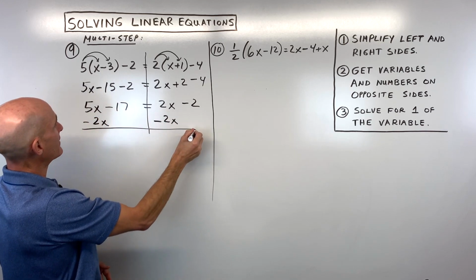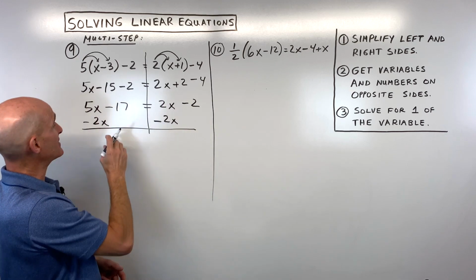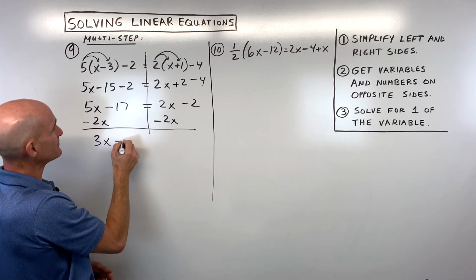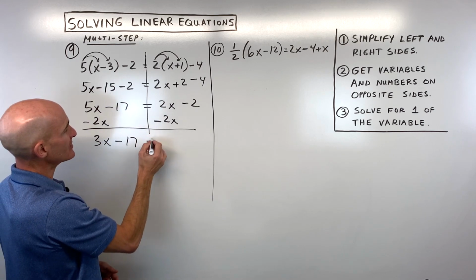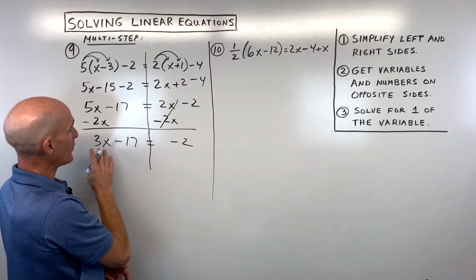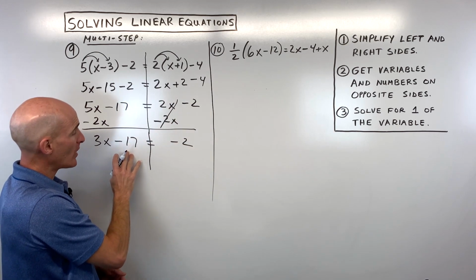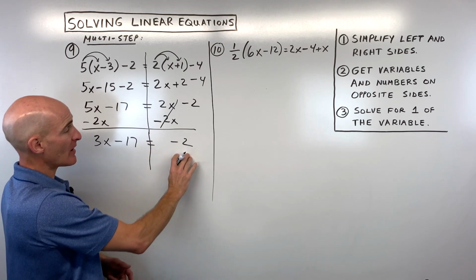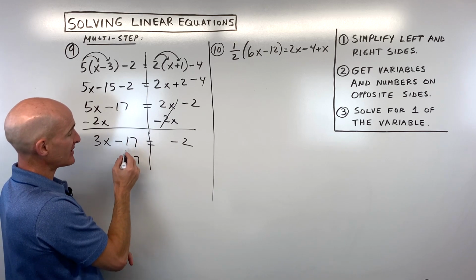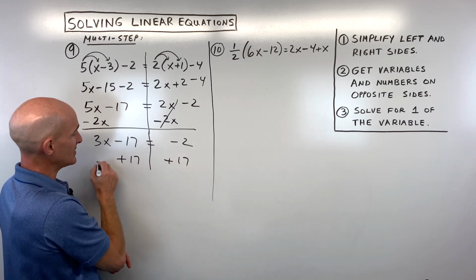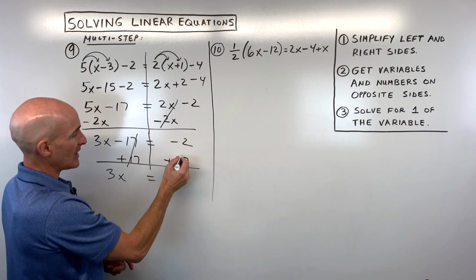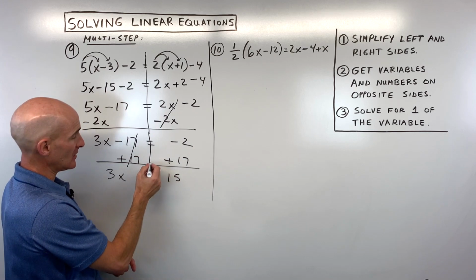I like to draw a line like that, and I think about just kind of adding straight down. So 5x plus negative 2x is equal to 3x. Bring down the negative 17. 2x minus 2x is 0. Bring down the negative 2. Okay, we've got our variables on the left. We want to get our numbers on the right. How do we get them on the right? We have to get rid of them on the left by doing the opposite. Instead of minusing 17, we're going to add 17. That cancels out. We're left with just 3x, and negative 2 plus 17 is 15.